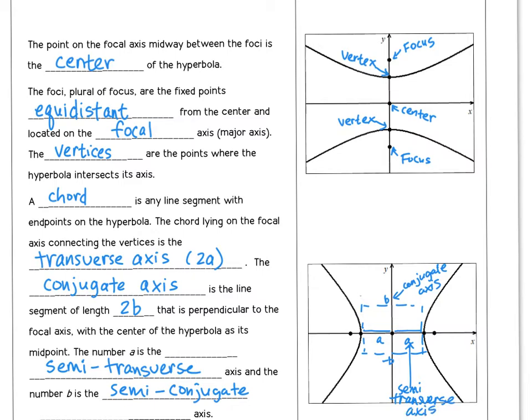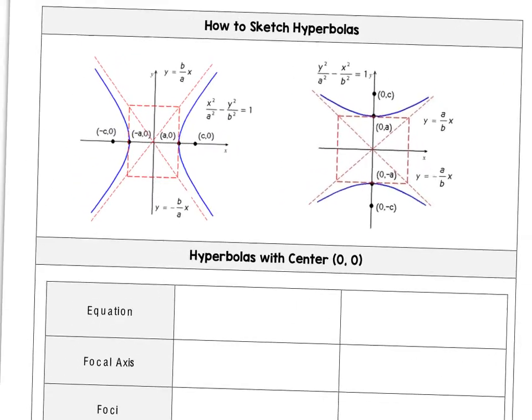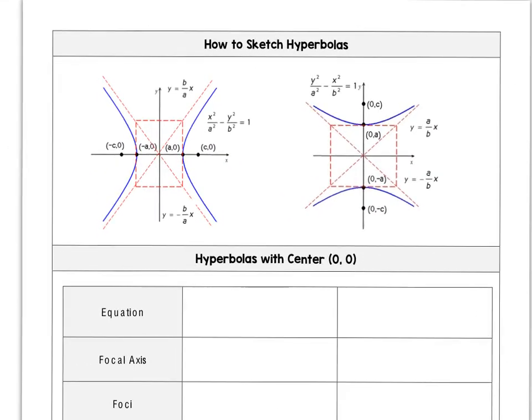Okay, so let's look at these problems in a little bit more detail. Okay, how to sketch the hyperbolas. So notice that we've got two different examples here. One going either direction. It could go through the x-axis or through the y-axis. The first part we're going to look at is the equations when the hyperbolas have a center of 0, 0.